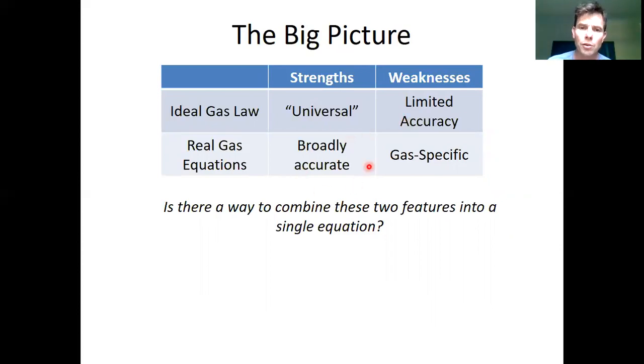In contrast, the real gas equations are broadly accurate. They're very, very accurate in a number of conditions. But the penalty that you pay is that they're gas specific. So now you have to go look up all of these constants. They might be temperature dependent. You have to put in a lot more work to get it to go. And so the question you might ask is, is there a way to combine these two features into a single equation? Two features, I mean something which is universal and accounts for the fact that molecules can interact.